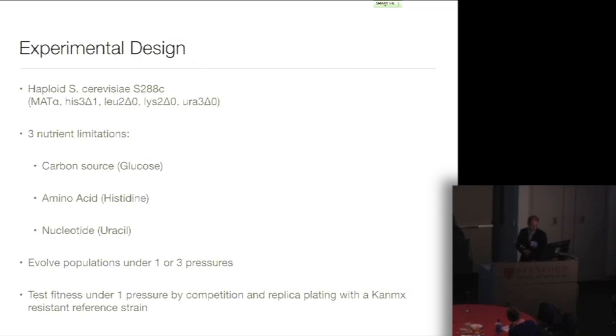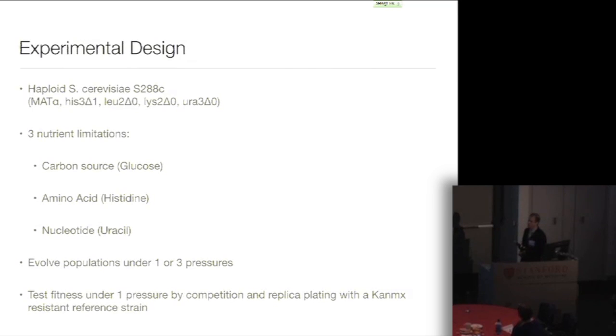So we did that. We grew yeast for 500 generations. These were asexual haploid yeast. We had three different selective pressures: the carbon source, glucose; an amino acid. They can't produce their own histidine, so we could titrate the amount of pressure on the population by how much histidine was in the medium. And also, they couldn't produce their own uracil, so we could titrate this nucleotide source as well in the medium.